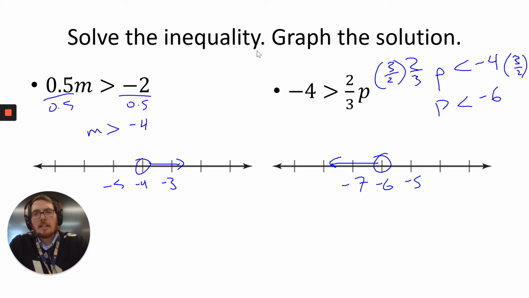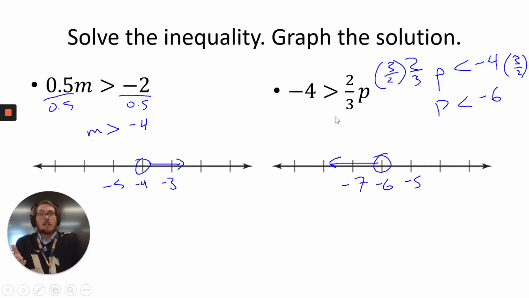The fractions and decimals that many of you have been struggling with in chapter 3 should be a little bit easier now that you've dealt with them before. So this 1/2 or 0.5 out front, just divide by 0.5 on both sides. Negative 2 divided by a half is actually negative 4. It's a greater than, so it's an open circle and going to the right.